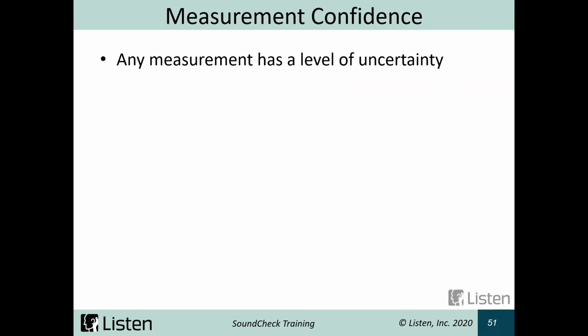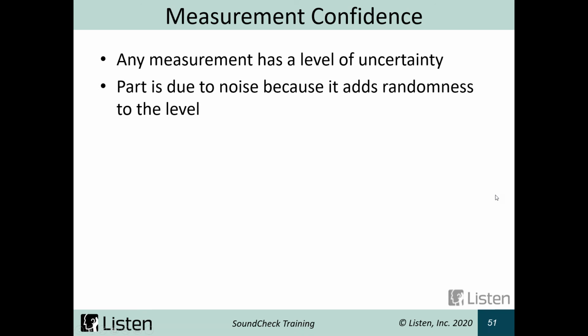Really, any measurement has a level of uncertainty. Part of this is going to be due to noise. Noise adds randomness to the level. If we're in a really noisy environment and we're trying to run a step sine sweep and we're not spending enough time at each step, and something happens to change the level of the noise in the room, and I run the test again, I might be getting different results.